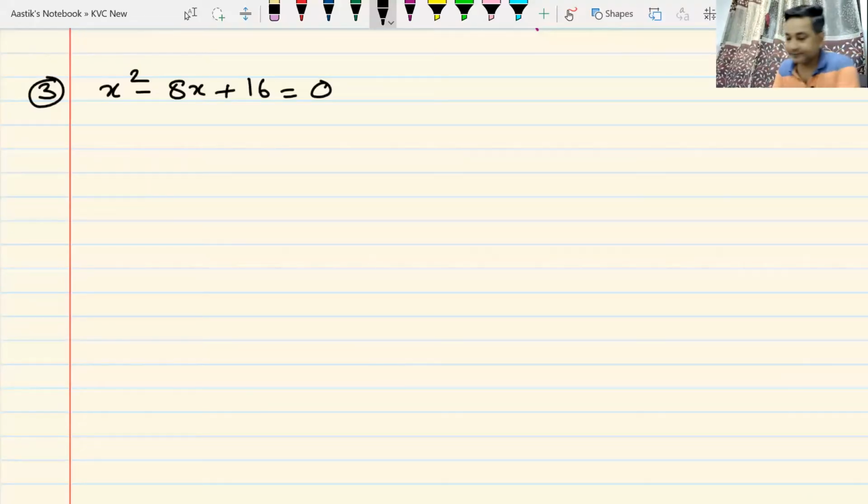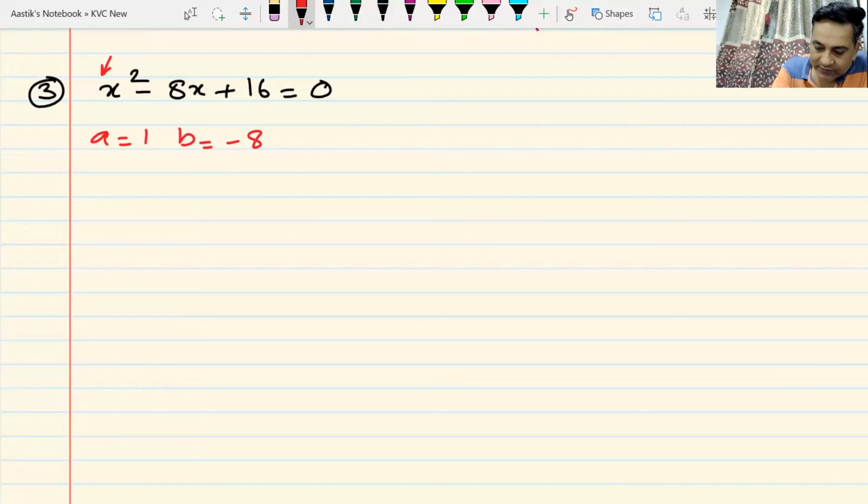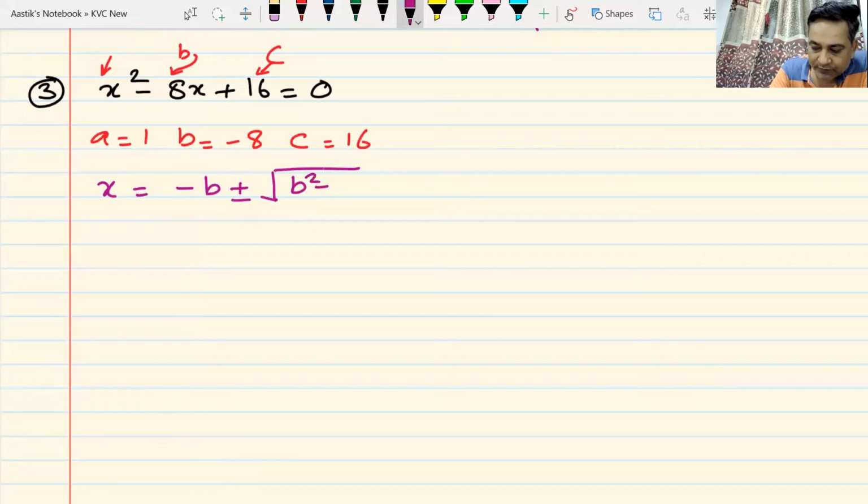This is the question. Sir, a equal to 1, sir. We compare the value. a is equal to 1. Okay. b equal to minus 8, sir. b equal to minus 8. This is c. c equal to 16, sir. c is equal to 16. We have to substitute in the formula, sir. Minus b plus or minus root over b square minus 4ac divided by 2a.